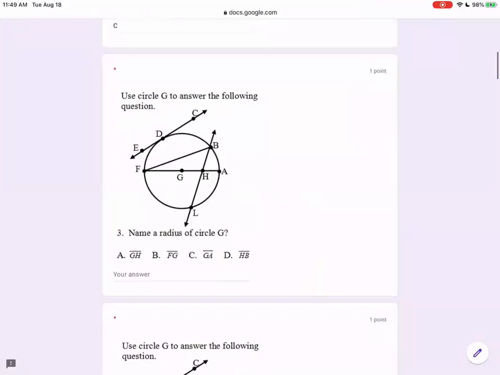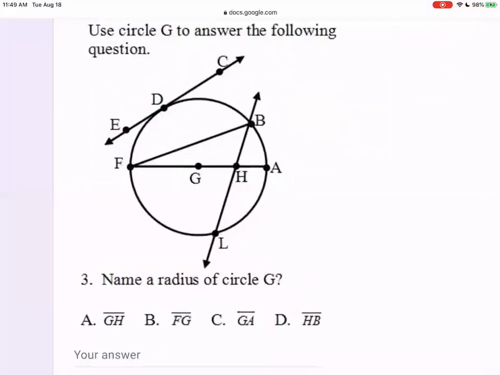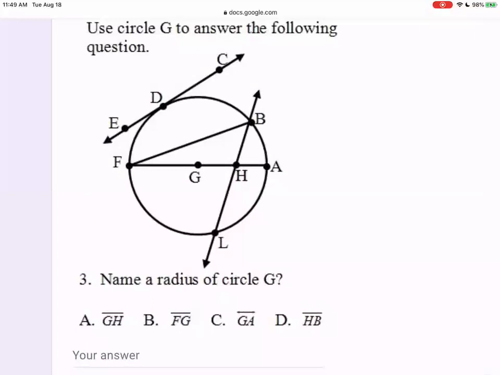Okay, let's see this problem. Number 3, use circle G to answer the following question. Name a radius of circle G. So a radius, according to our notes, starts at the center and ends on the outside. So which of these points? You guys can shout it out.